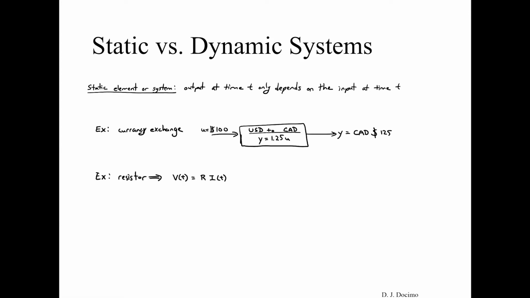Another example would be a resistor. Our voltage is a function of our resistance times our input, which is our current I here. So our voltage is our output. In general, static systems have algebraic equations. So y is equal to a times u, y is equal to a times u plus b, y is equal to a times u squared plus b times square root of u, etc.